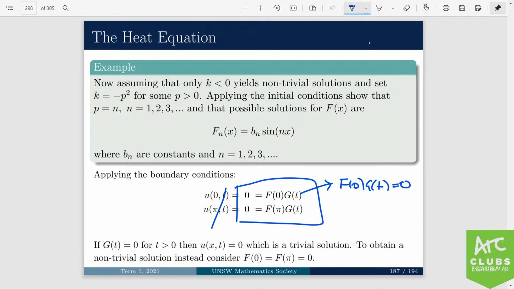Well then, because we've assumed that u is f times g, if g is always 0, then u is always 0, and that leads us to a trivial solution. So to obtain a non-trivial solution, g can't be 0, and therefore f of 0 must be 0, and similarly for the second one, f of pi must be 0.